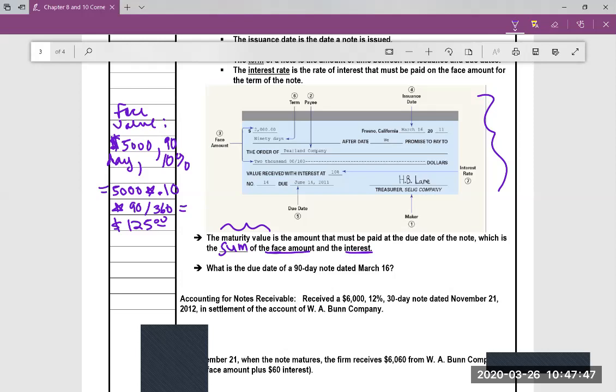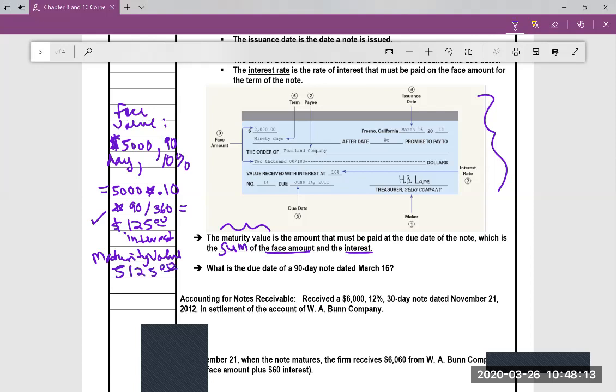Now, I will say this. You can put this straight into your calculator. You could say 5,000 times 0.10 times 90 divided by 360 and check it. You'll get $125. So that represents the interest. So what is the maturity value? The maturity value is going to be 5,000 plus 125, which is $5,125.